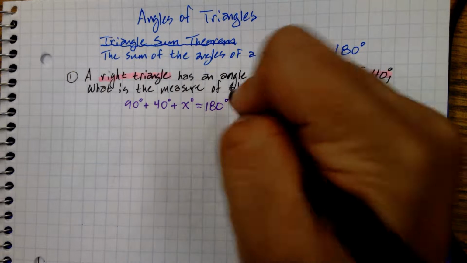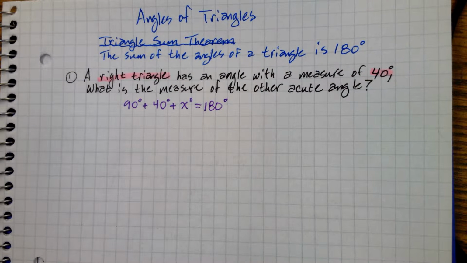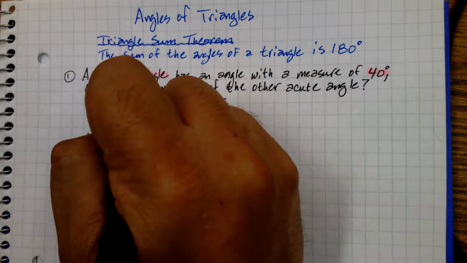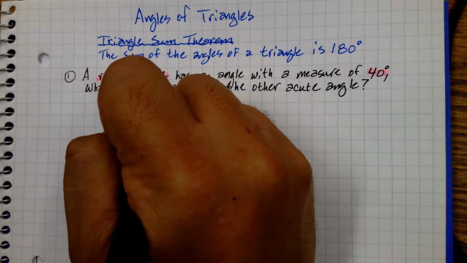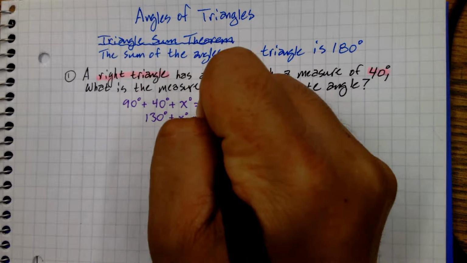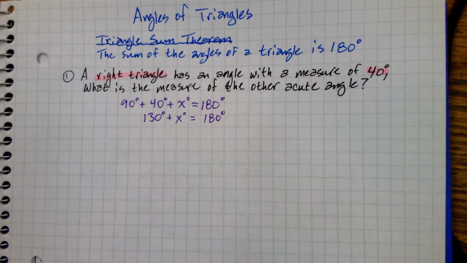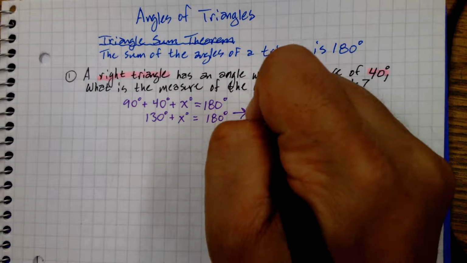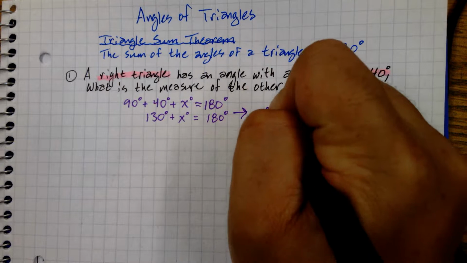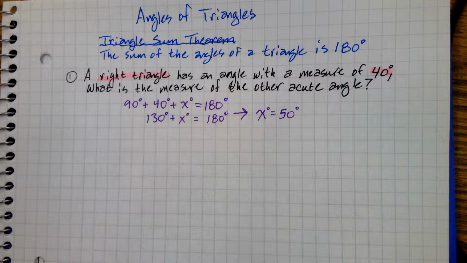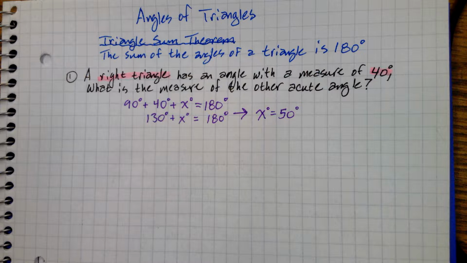And all of that has to add up to 180. Okay. So we could simplify it. And this is what? 130 plus x equals 180. So what does x have to be? There you go. Any questions? That's pretty easy, right?